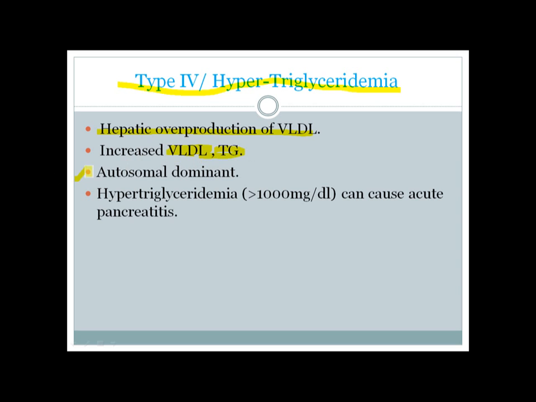It is also like type 2A dyslipidemia, an autosomal dominant condition, and the main problem is there will be a lot of triglycerides, like more than 1000 milligrams per deciliter of blood, which can deposit in your liver, deposit in your pancreas, and it can cause pancreatitis.